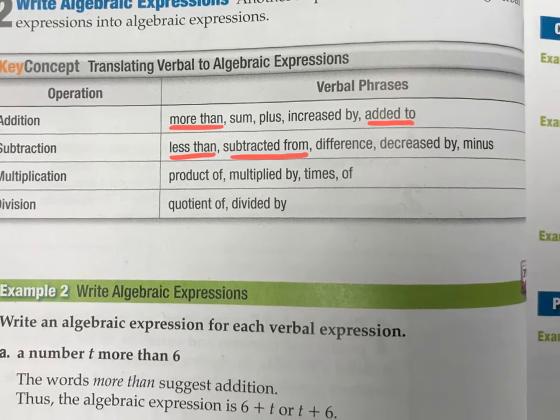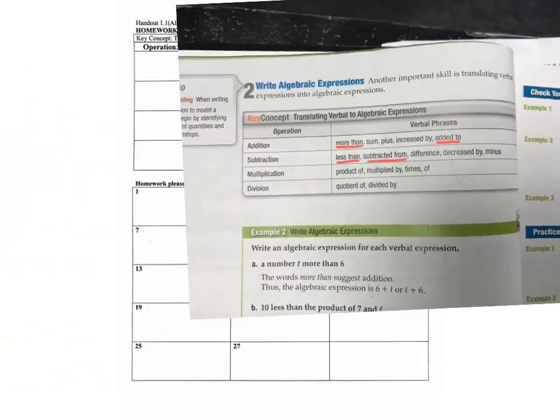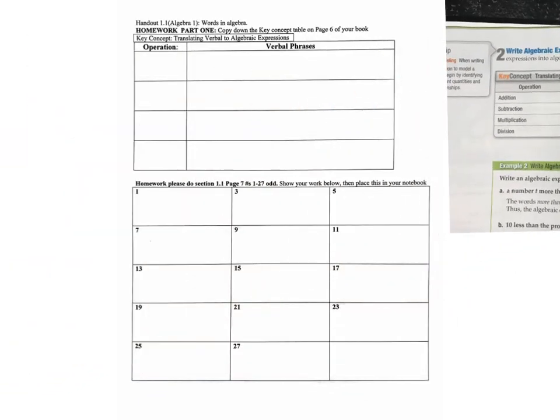How about the difference? What's the difference between your age and his age? You just subtract them, right? So difference, no switch. How about decrease by? 3 decreased by 1. No, you just write it, 3 minus 1. And minus, you don't switch either. And that's about it, guys. Copy that down. That's this first part of the homework.